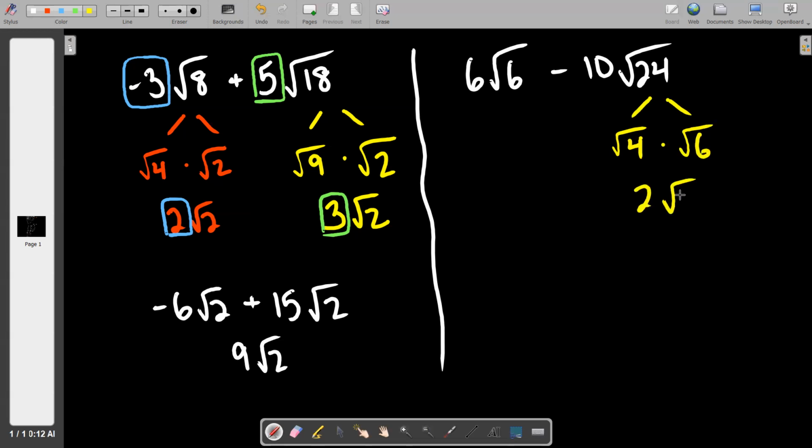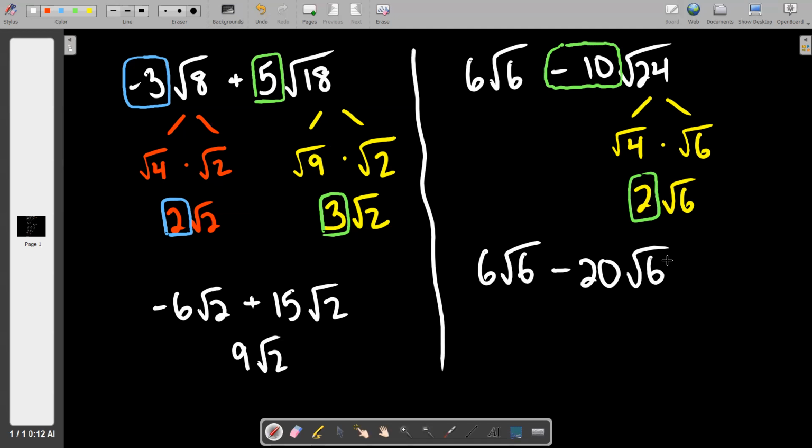So this side becomes 2 root 6. And then I'm going to be a little more careful with my boxing this time. The jailbreak previously was negative 10. I'm going to circle that negative this time because that's pretty important. And multiplied by 2, it becomes minus 20. So what the problem really looks like now is 6 roots of 6 minus 20 roots of 6. And yet again, you go, there it is. Found you. Got you. What is 6 minus 20? 14 roots of 6. So far, so good?